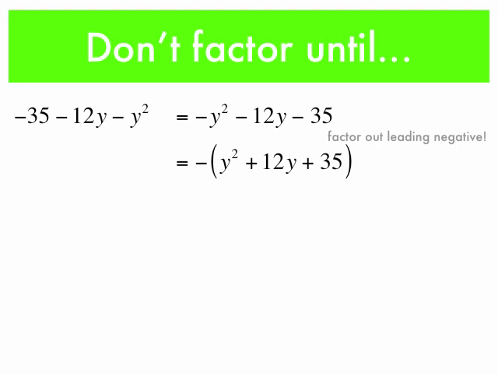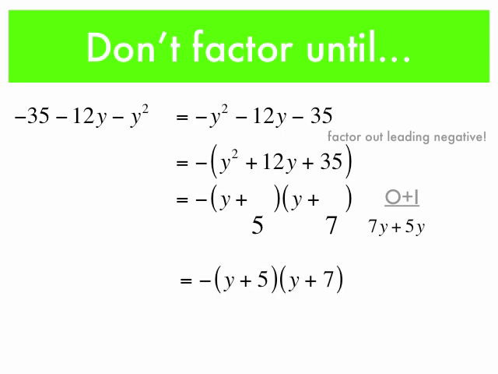Now look at the signs. 35 is positive. So I want 2 positive signs because I look at the 12. That tells me that it's 2 positives instead of 2 negatives. My choices would be 5 and 7 or 1 and 35. So I'll try the 5 and 7 first, and that gives me 7y plus 5y. That gives me the 12y I want. So my answer is y plus 5 times y plus 7, but I want to make sure I have that negative out front.